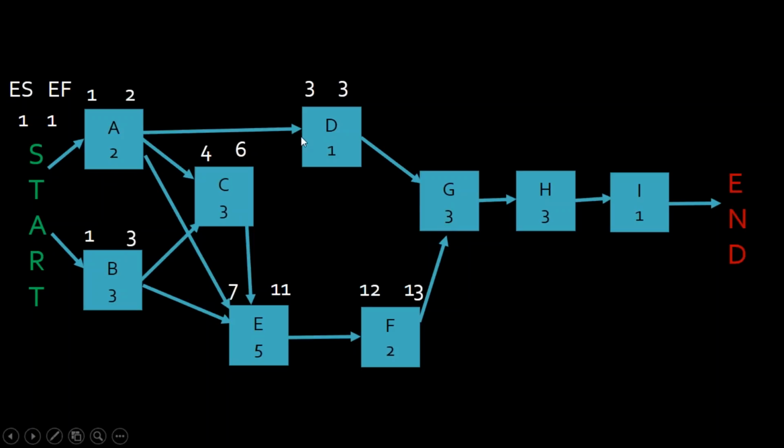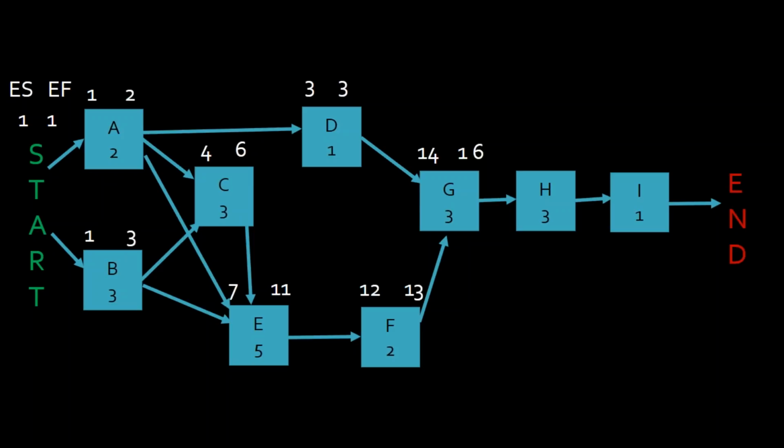G has to wait for both D and F to be done. D is finished on day 3, but I can't start G yet, can I? I was waiting for F. So the earliest I can start G is day 14. I had to wait for both tasks to be completed. Then I can start G. And I asked you because I wanted to trip you up on that. Did you see what I just did there? Did that make sense, Aubrey?